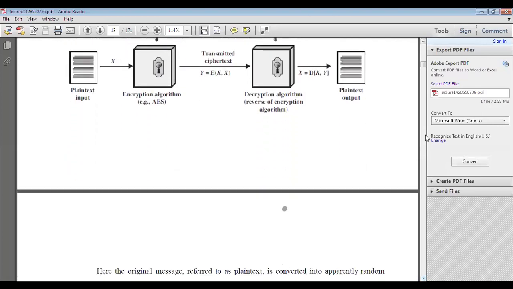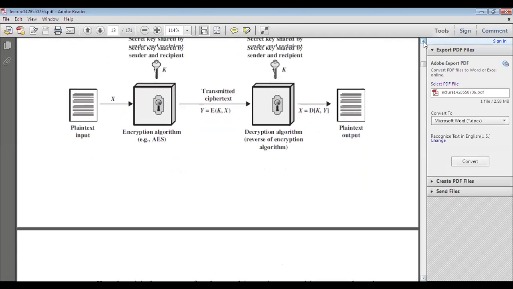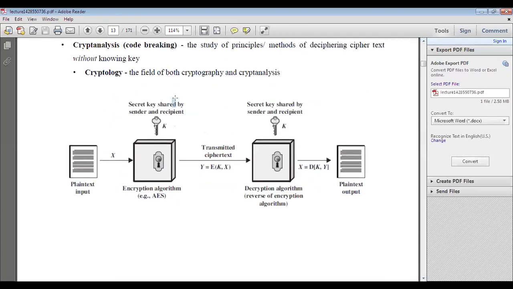So here you are using one key, and here also you use the key. Whenever the sender, by using the encryption key, converts the plain text into ciphertext, who is the unauthorized user? That user wants to convert this ciphertext to plain text without knowing this key.